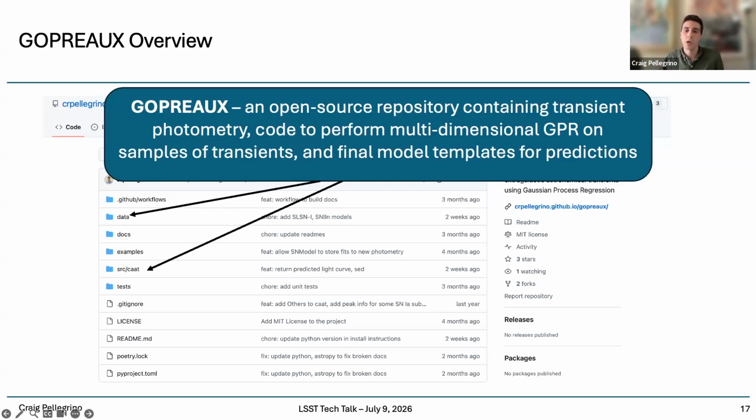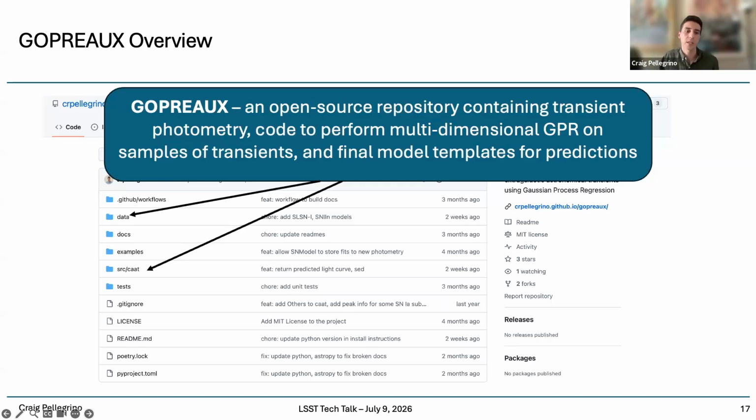We also have our code, the functionality to perform your own Gaussian process regression on any collection of supernovae that you wish. And finally, we have the final template models that we produce as part of this modeling effort that covers most of the spectroscopic subtypes that I showed earlier.